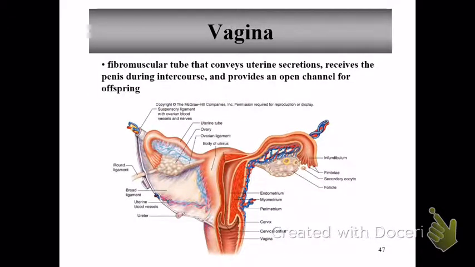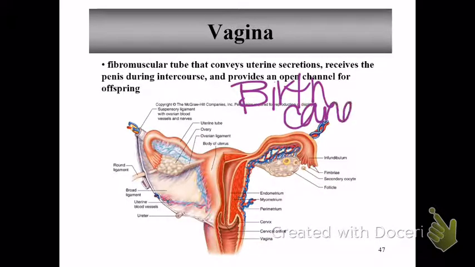Okay, next we have the vagina, a fibromuscular tube that conveys uterine secretions, receives the penis during intercourse in the event that you were confused about that, and is an open channel for the baby. That's what you want to know. The vagina is all of those things, but the thing you want to know for sure is that it's the birth canal. Right? It's the birth canal.